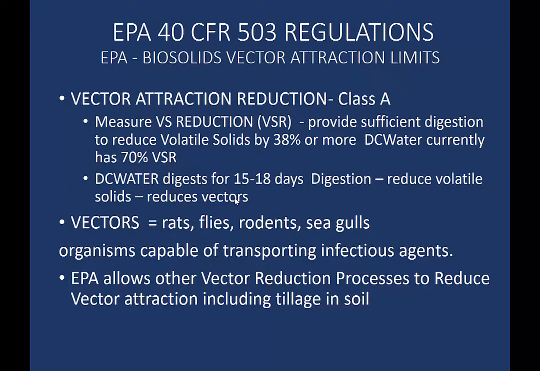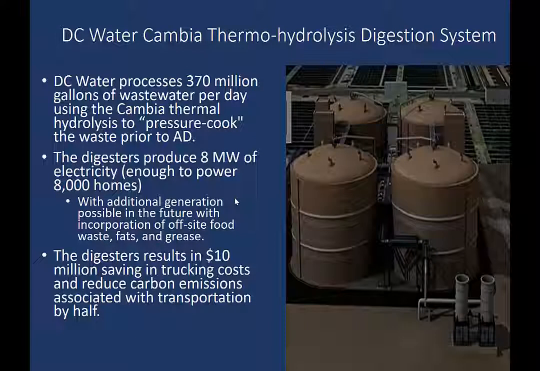So still, with this process, they still have to, as a wastewater treatment plant, control vectors. Even though it's Class A, they've got to make sure that they don't get rats and mice, that it's not sitting around, and that they're not getting pathogens coming into the system. So they still have a vector attraction reduction that they have to meet and show that they are decreasing vectors and not introducing bacteria. Again, these digesters produce 8 megawatts of electricity. That's enough electricity for 8,000 homes.